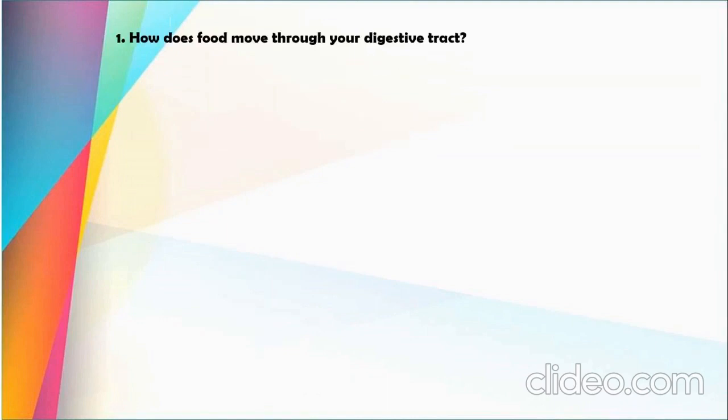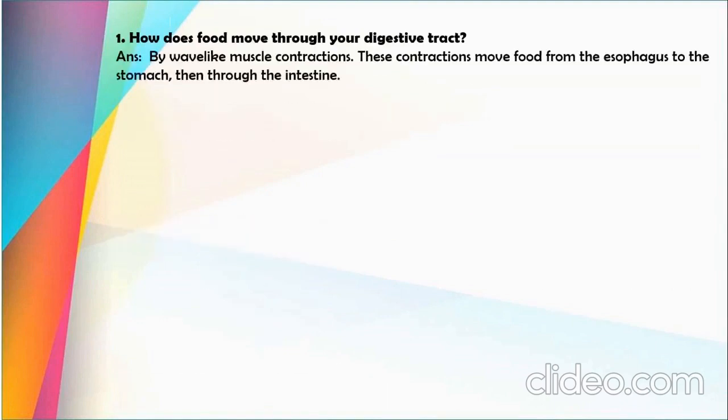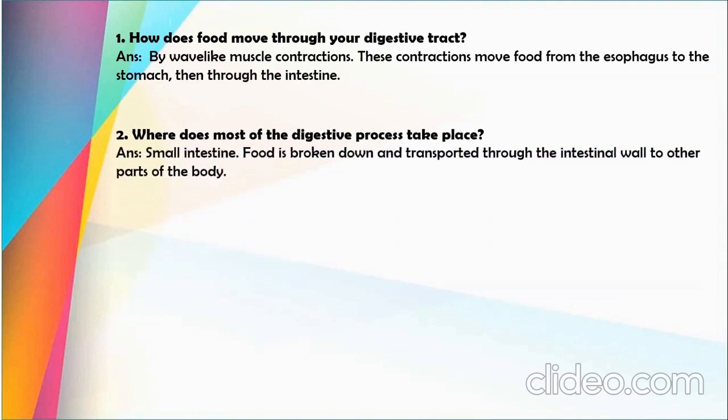Next one is, how does food move through your digestive tract? And the answer is by wave-like muscle contractions, and these muscle contractions move the food from the esophagus to the stomach through the intestine. Next question is, where does most of the digestive process take place? Answer is in the small intestine. The food is broken down and transported through the intestinal wall to another part of the body.